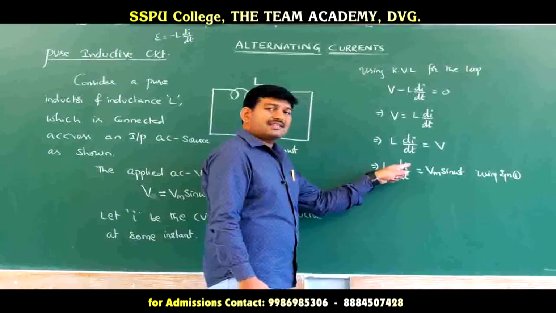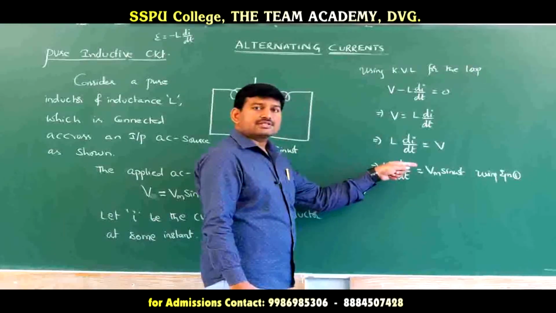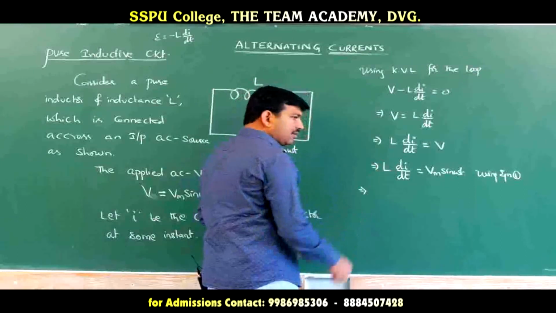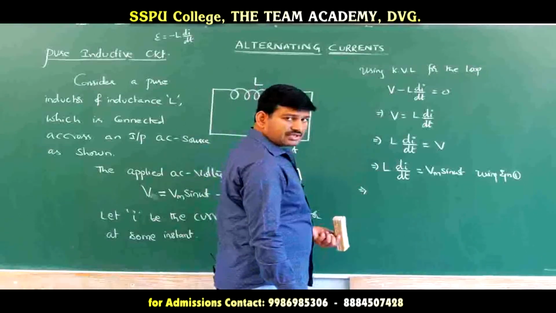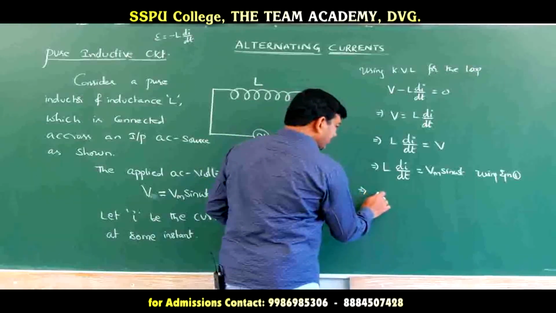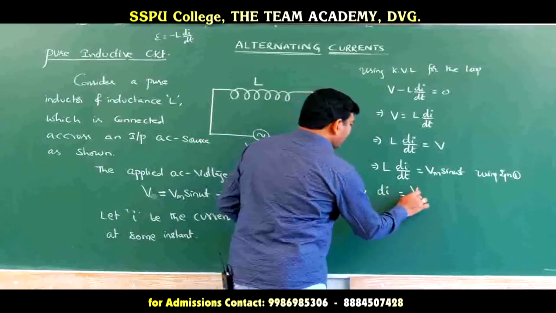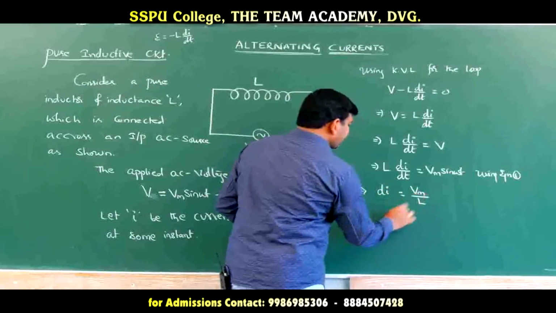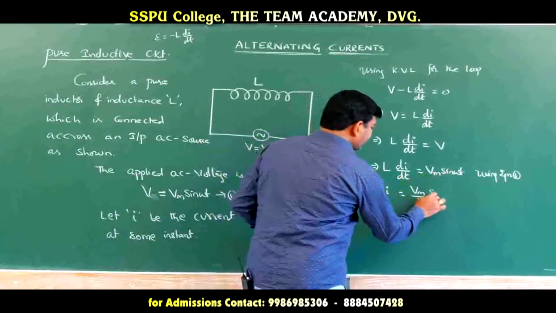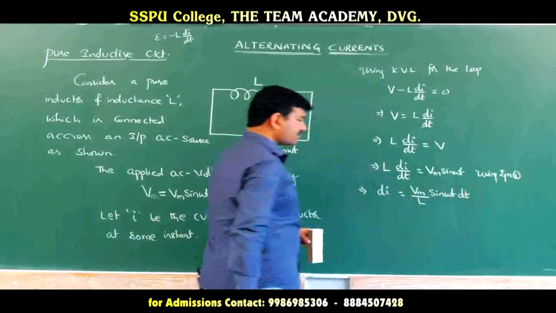So I is there in the differentiation term. In order to get the value of I, I need to integrate it, or I have to eliminate the differentiation, that means I need to integrate this term. So further if I simplify this, I can write di is equal to Vm divided by L into, bringing this dt to this side, sin omega t into dt. Shall I write like this or not?